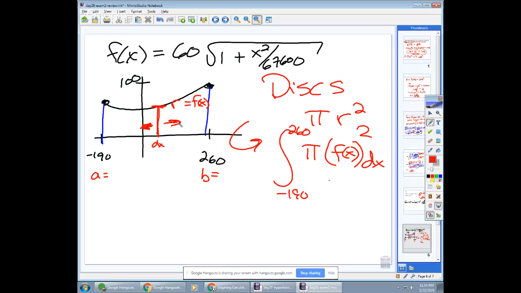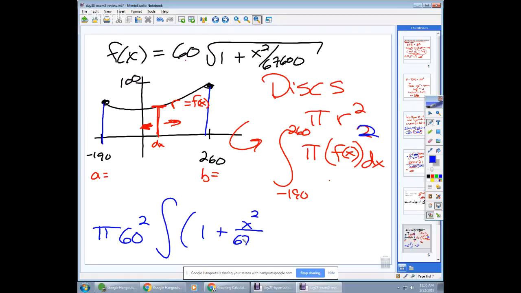Squaring this is nice. That gets rid of the square root, right? That's even more delightful. And I'll have the square of 60 also. So then cleaning this up a touch, I'm going to pull the pi out. I'm just going to call it 60 squared, right? Because I have to square f of x here. And then otherwise, if I square that, that gets rid of the root. So now I just have 1 plus x squared over 67,600 dx from negative 190 to 260.